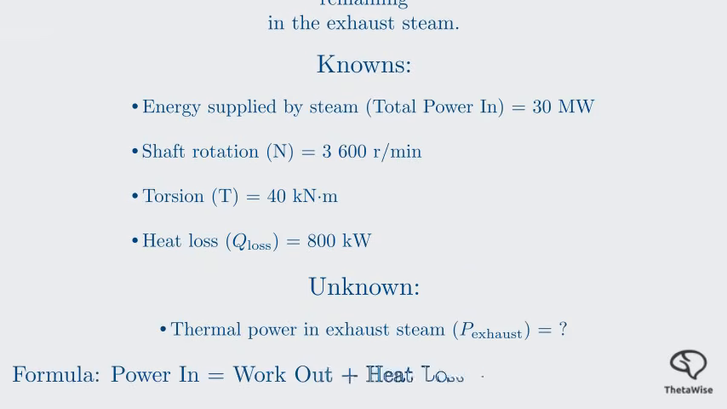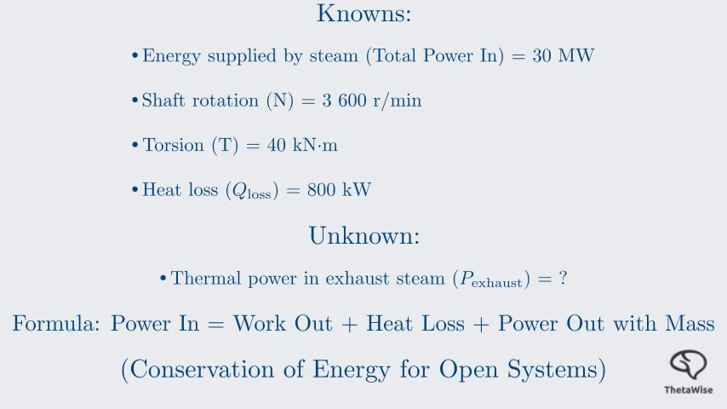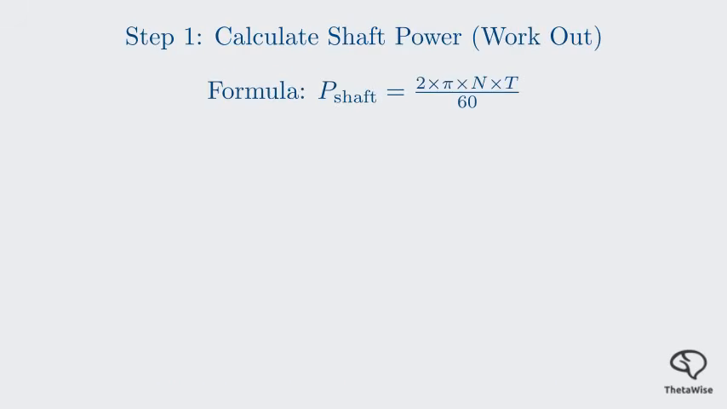The fundamental principle we'll use is the conservation of energy for an open system. In simple terms, all the power that goes into the system must either come out as work, come out as heat, or leave with the outgoing matter. We've identified our formula. Let's execute the plan.